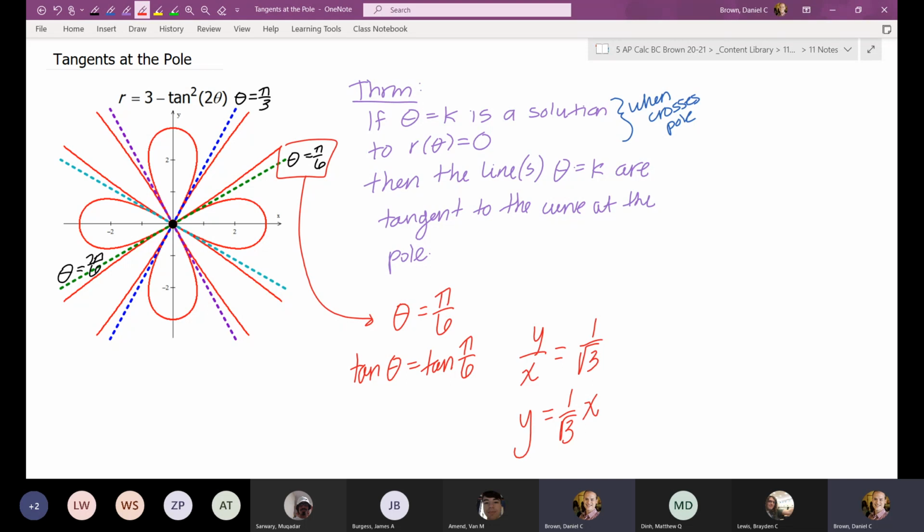So sometimes it might ask you to find, hey, what's the tangent line for the pole? Set it equal to 0. Your solutions are lines, and you can always convert it into rectangular form.